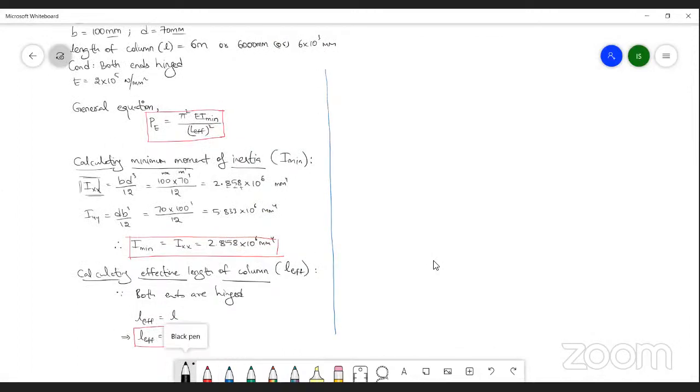So let's do that. Now, what is the formula? Let's write it down once again. PE equals pi square EI minimum by L effective whole square. Okay, so pi square into what is the value of E? It is 2 into 10 power 5.